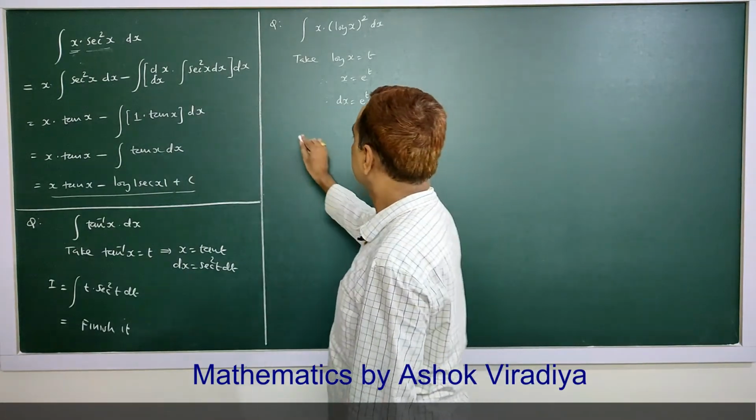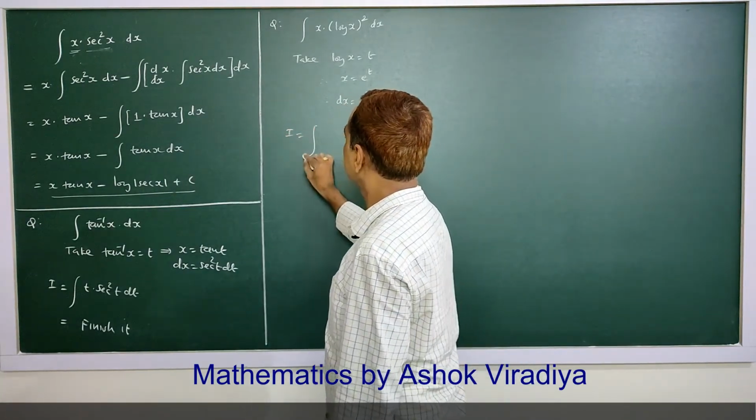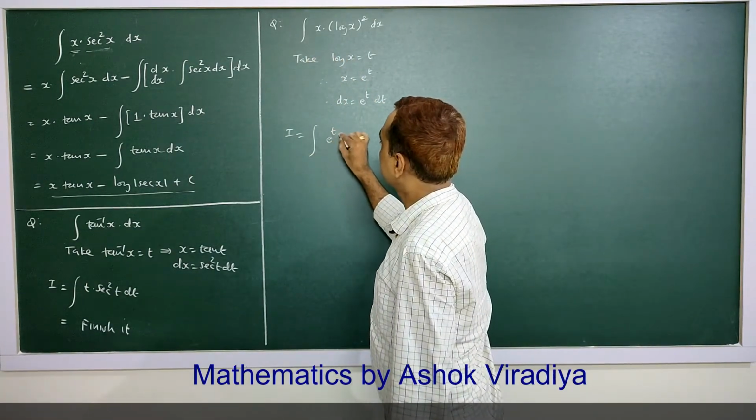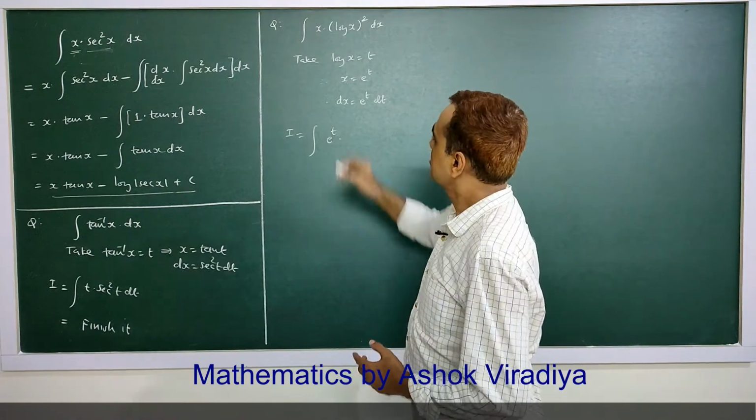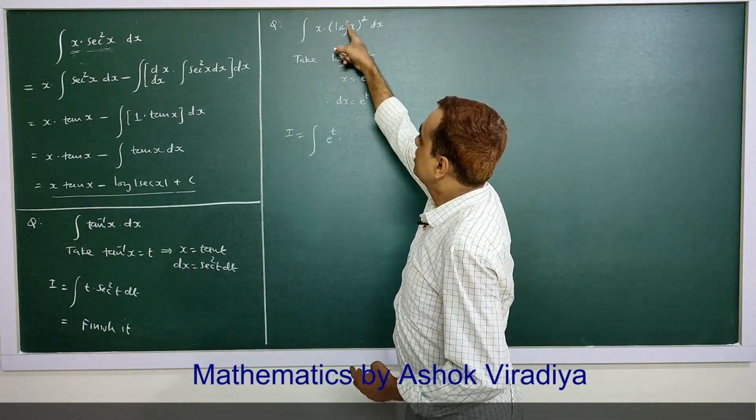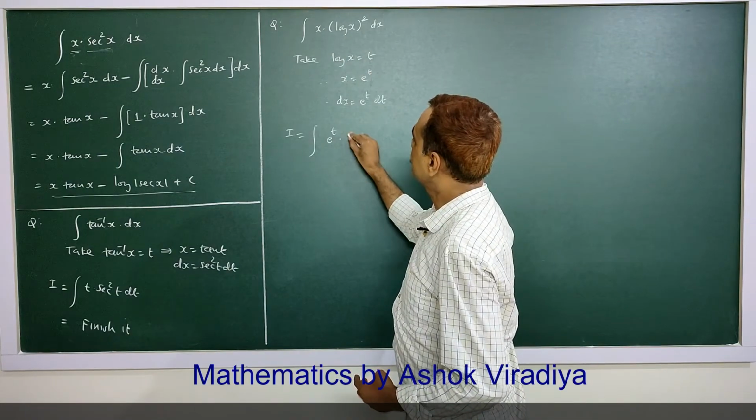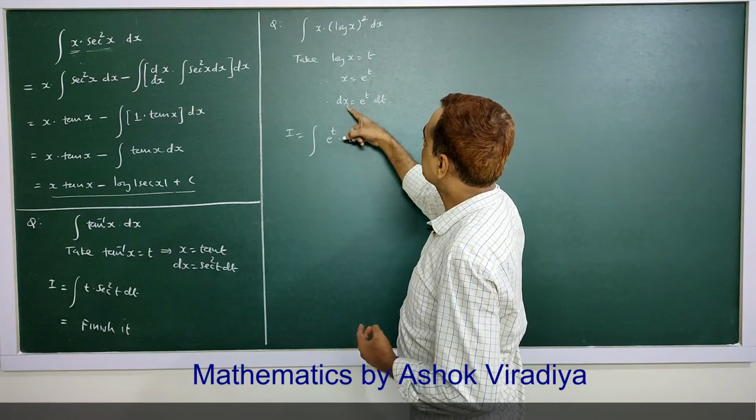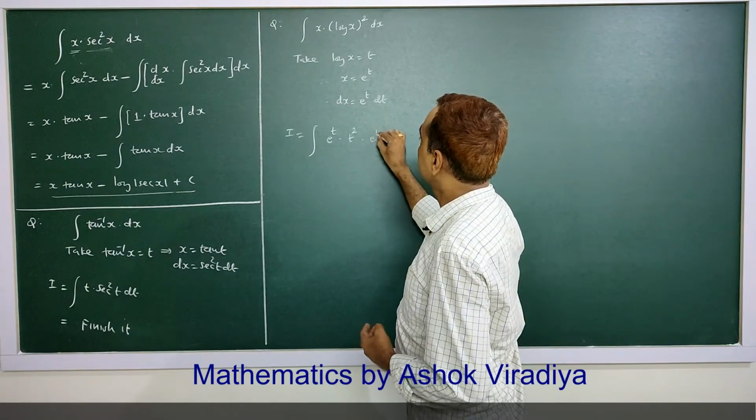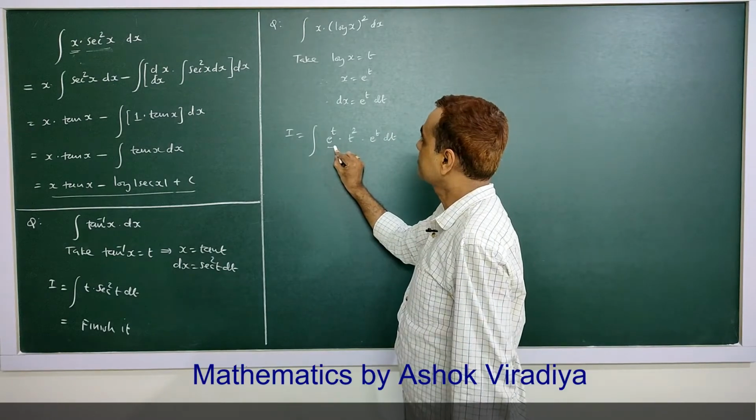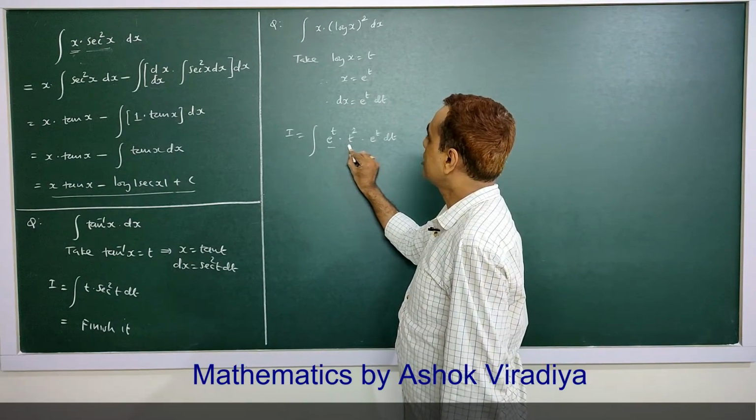So the integral is x. What is x? e raised to t. What is log x? Log x is t, so t square. What is dx? dx is e raised to t dt. So see, this is x, and this is log x whole square.